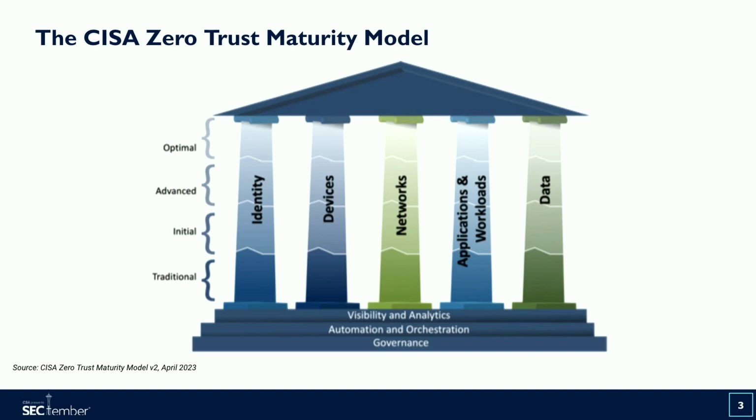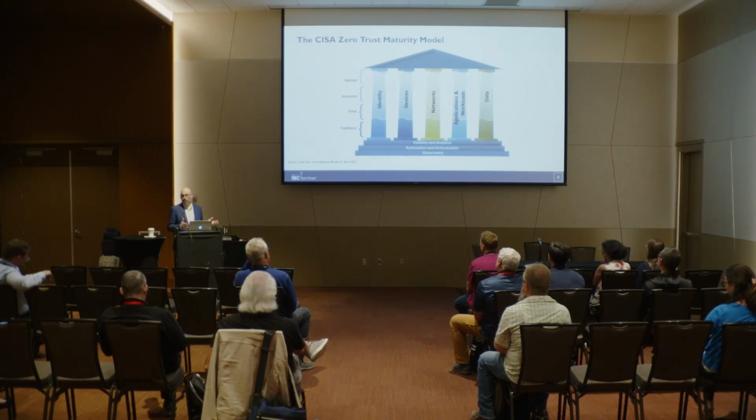They've identified 5 core pillars. You can see them across the Grecian temple there. 3 cross-cutting elements around visibility and analytics, automation, orchestration, and governance, and then define 4 levels of maturity. This is version 2 of the model. So the first one came out about 2.5 years ago. They took public comment as well as feedback from government agencies, and they came out with version 2 in April.